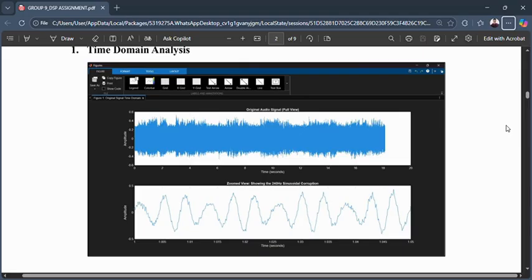So the noise is non-transient, so it exists from the start, as you can see over there, until the end. All right, so it is additive, because it is added directly to the original signal. So this is how the noise is present over there.